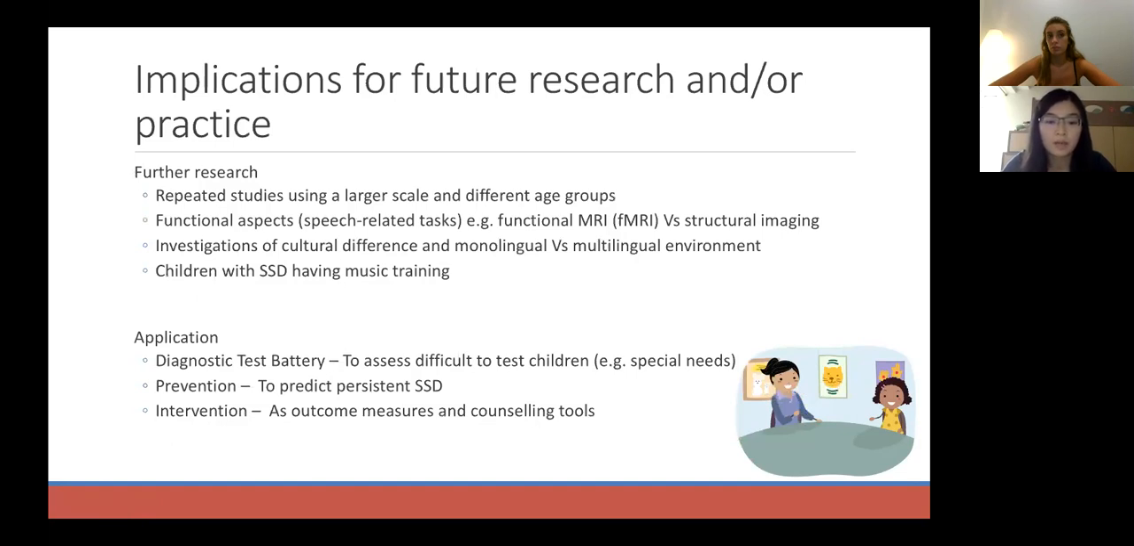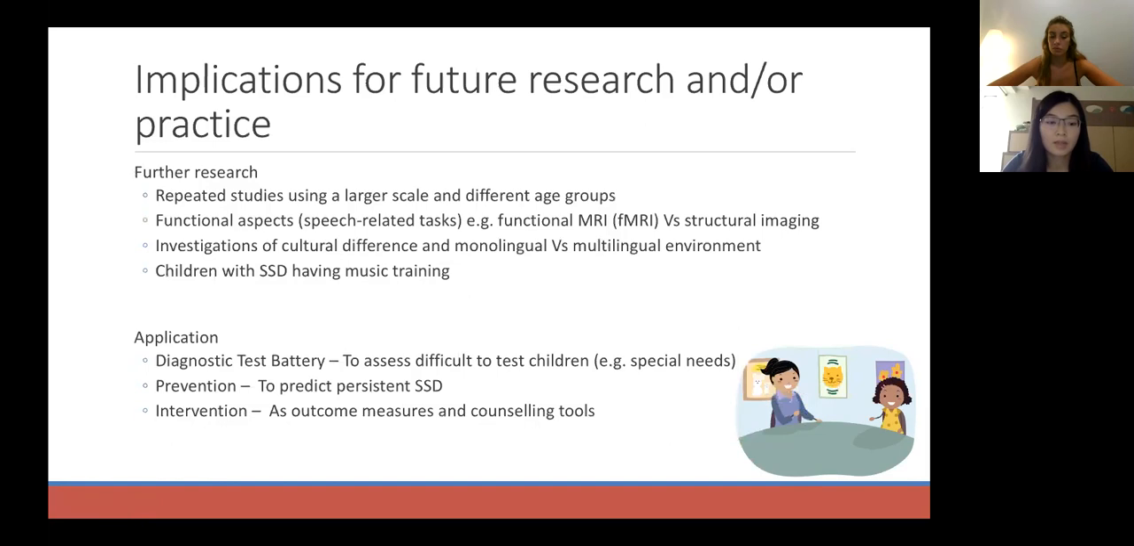An fMRI could also be performed to investigate the speech functions apart from simply structural imaging. For example, asking the children to perform some speech-related tasks while doing the brain scan. Also, the corpus callosum thickness of children with different cultural and language backgrounds could be studied so that there will be investigations of cultural differences and also monolingual versus multilingual environments. And lastly, we should also try to investigate the music training background of children while doing further research.